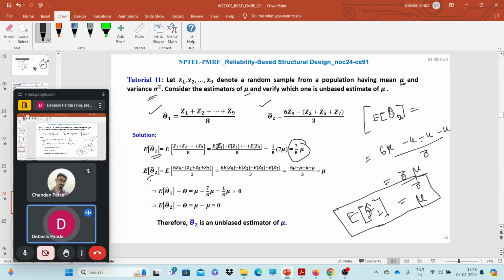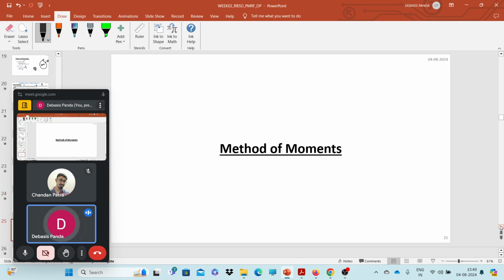So if this kind of problem comes, I hope now you know the process, how to deal with them and how to solve them. Okay, so if you have any doubt regarding the biasedness and unbiasedness problem, just ask me, or we will move to our next topic, method of moments, one of the methods to calculate the best point estimate. Just go through it and tell me if you have any query. Just quickly recapitulate it.